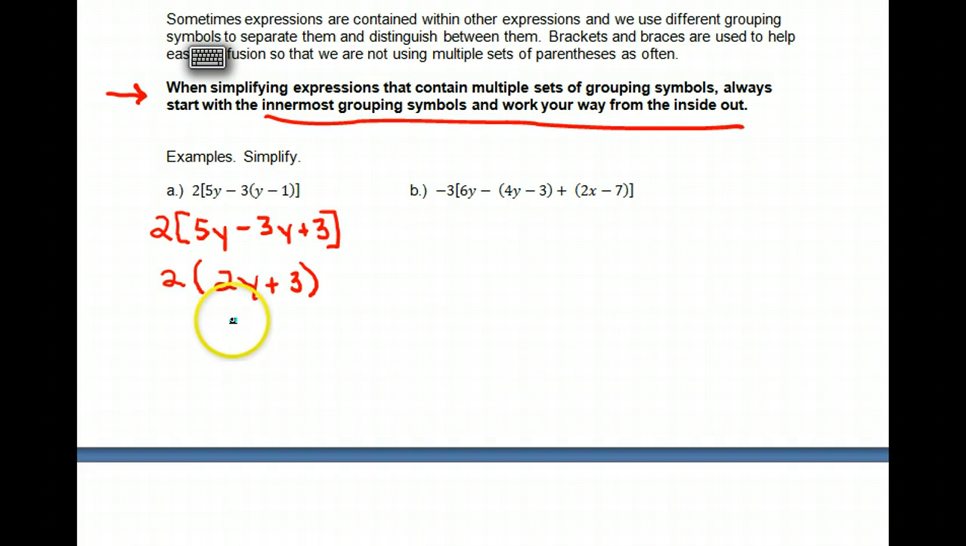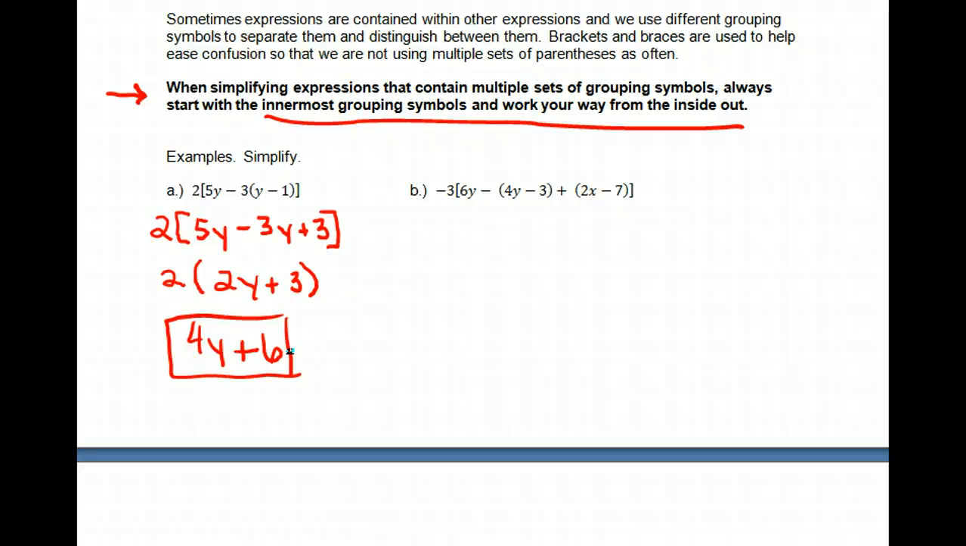I cannot do anything with my 2y plus 3, so now I have to use the distributive property to continue to simplify. So we will distribute in the 2 that's in front of the parentheses. So 2 times 2y is 4y, and 2 times 3 gives us a positive 6. So that entire expression simplified to 4y plus 6.